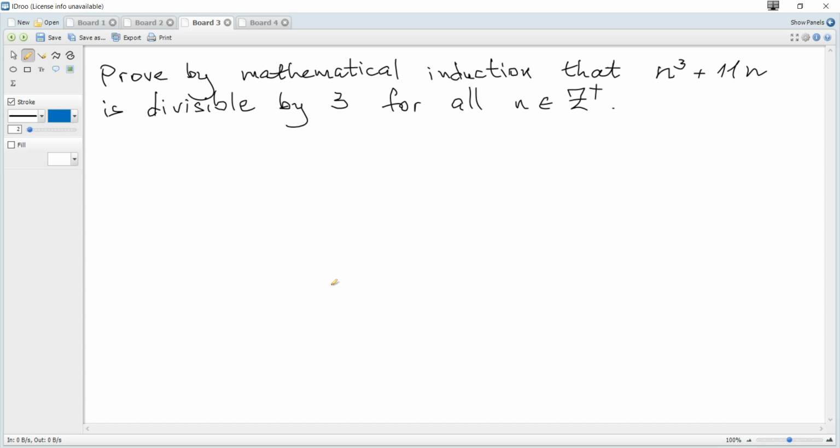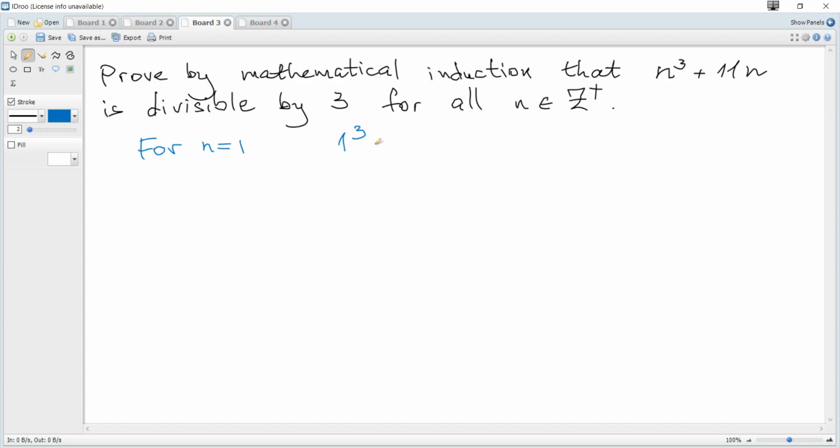Prove by mathematical induction that n cubed plus 11n is divisible by 3 for all n is positive integer. So for n is 1, it's the first possible value of n. In general, you may show that it's true for any n, but the easiest is to consider the first possible value of n. For n is 1, it becomes what?